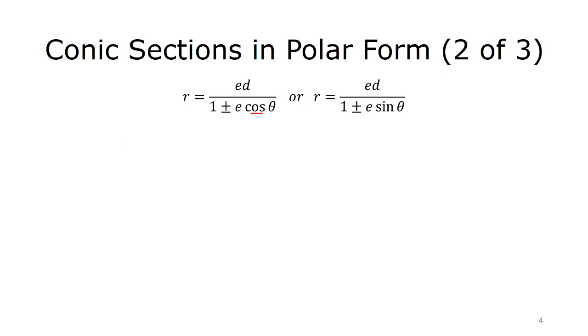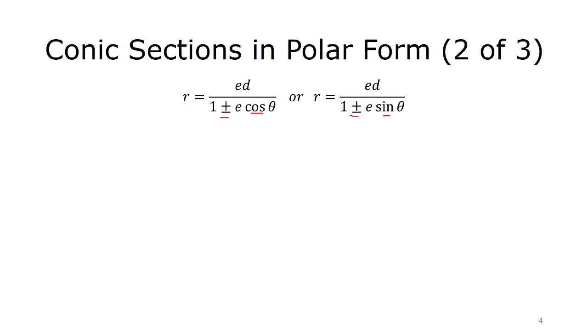Notice this could vary depending on whether you're using a sine or a cosine function, and you might see a plus or a minus in that denominator between the two terms. But r equals ed divided by 1, always 1 specifically, plus or minus e times either sine or cosine theta. Those formulas will create a polar conic section.